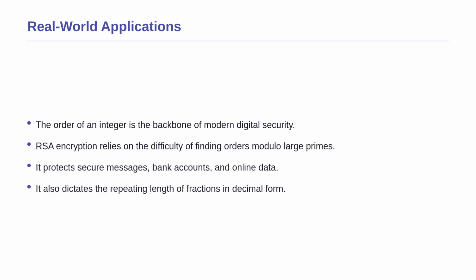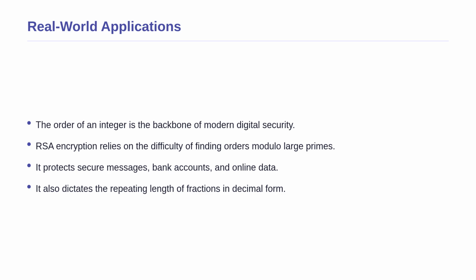You might wonder why anyone cares about how many times you have to multiply a number to get a remainder of 1. In the real world, this concept is the absolute backbone of modern digital security. Every time you send a secure message, log into your bank account, or buy something online, your data is protected by encryption algorithms like RSA. These algorithms rely entirely on the fact that finding the order of a number modulo a very large prime number is incredibly difficult and time-consuming for computers. If a hacker cannot find the order, they cannot crack the code to read your private information.